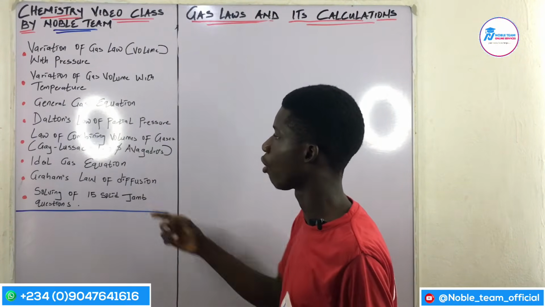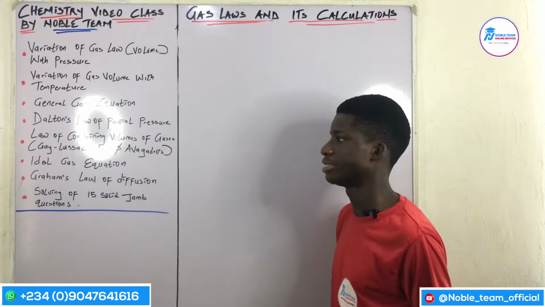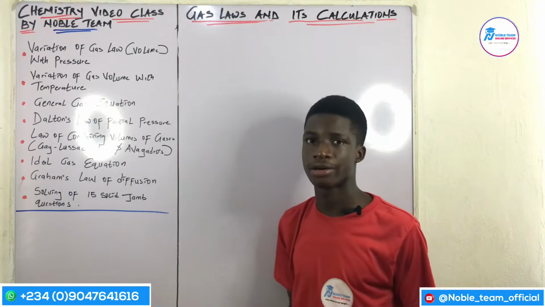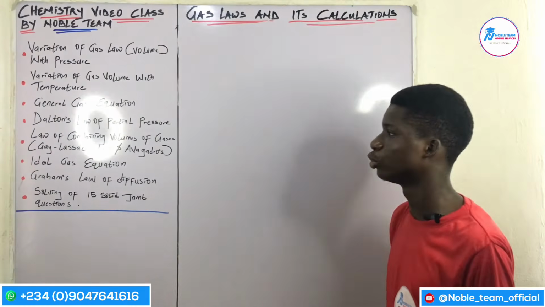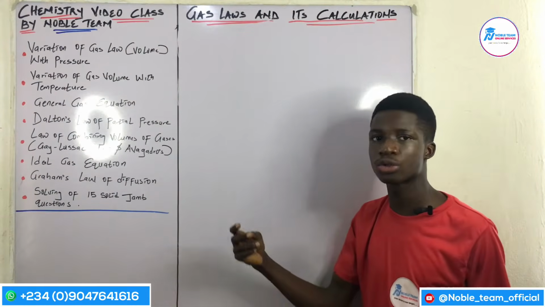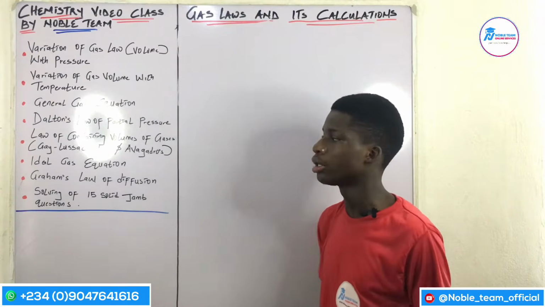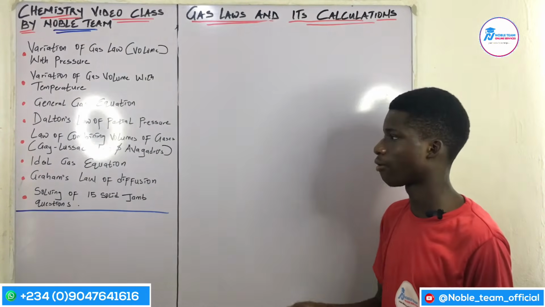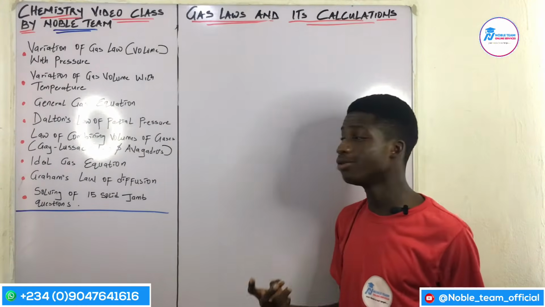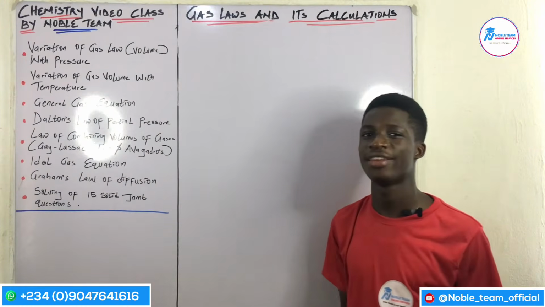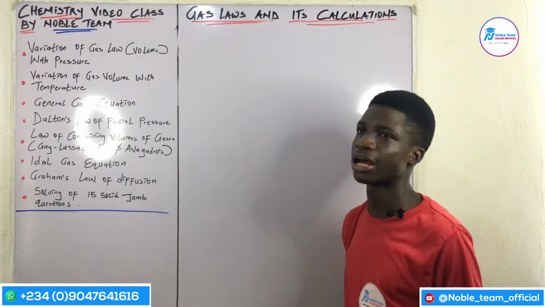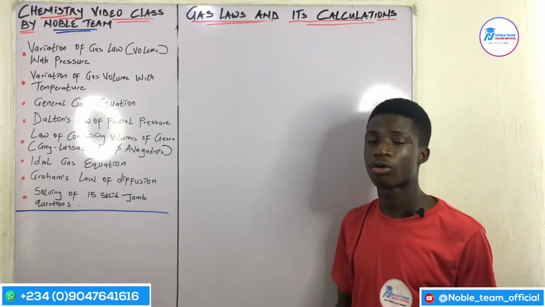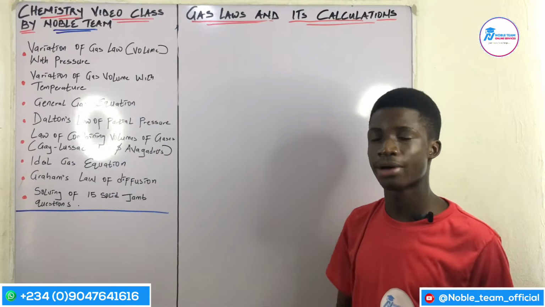Now we have the law of combining volume of gases. So we have the Gay-Lussac law and the Avogadro's law. So now let's look into them one by one. Once we talk about Gay-Lussac's law, remember we have Gay-Lussac's pressure law and we have the Gay-Lussac law of combining volume. Now this law says that when gas reacts, they combine in simple whole number ratio by volume.